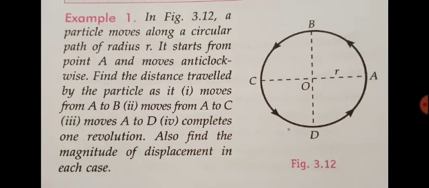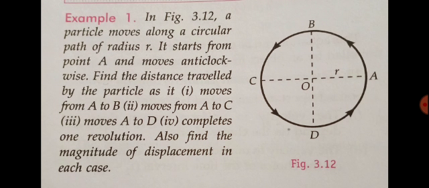In this video, we will consider this example or numerical problem in which a figure is given in the form of a circle where a particle moves along a circular path of radius r. It starts from point A and moves anti-clockwise. So we have to find the distance traveled by this particle in the form of 4 cases.